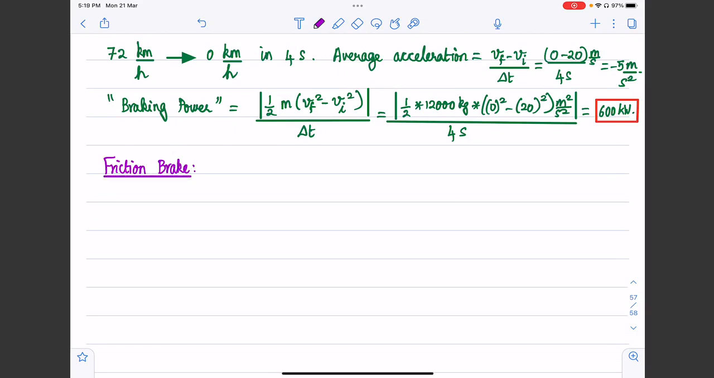And this involves converting the kinetic energy of the vehicle into thermal energy and dissipating it into the atmosphere. Okay, so that is what happens with the friction brake. So we will look at the disc brake and drum brake, which are typical realizations of these friction brakes. We will just do, once again, a very first-cut analysis.